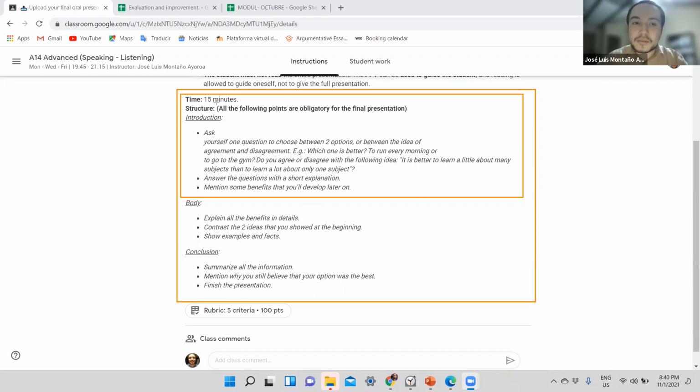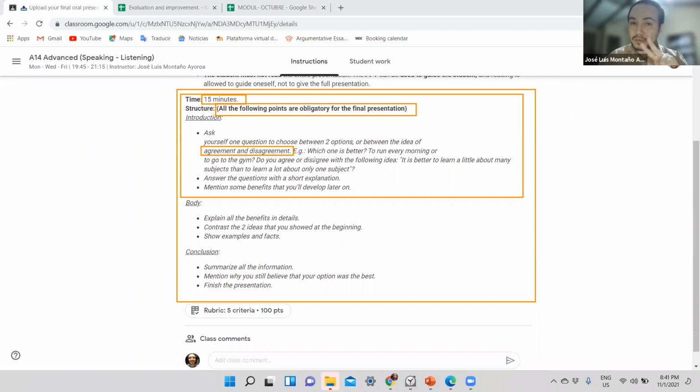Thank you very much, Majo. So this is the important thing here. 15 minutes, right? It's not 10, it's 15 minutes. And now all the following points are obligatory. So you have to choose one of those, right? You have to choose between two options, or you need to show this, right? We have to be careful with these words. Agreement, okay? Agreement and disagreement.